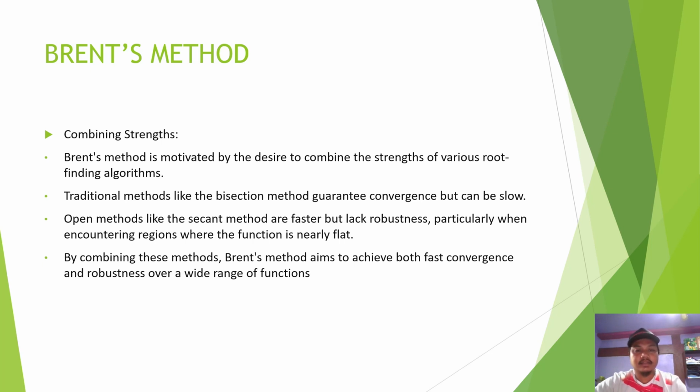Traditional methods like the bisection method guarantee convergence but can be slow. Open methods like the secant method are faster but lack robustness, particularly when encountering regions where the function is nearly flat. By combining these methods, Brent's method aims to achieve both fast convergence and robustness over a wide range of functions.